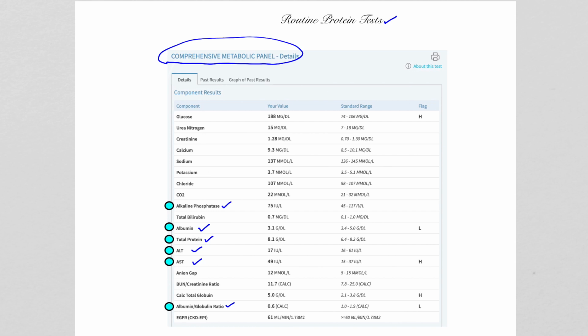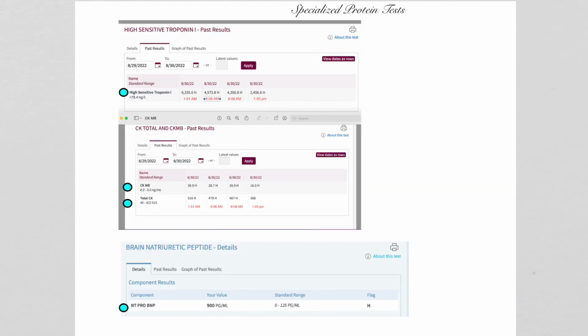So besides the routine protein tests, there are also a lot of specialized protein tests that are sometimes ordered by clinicians to monitor or diagnose disease. Here's just a few examples. There are many protein tests that are being used by the clinicians. So we will discuss them at appropriate times in future videos.